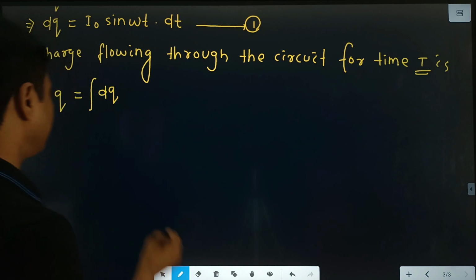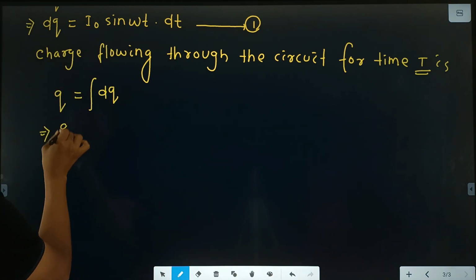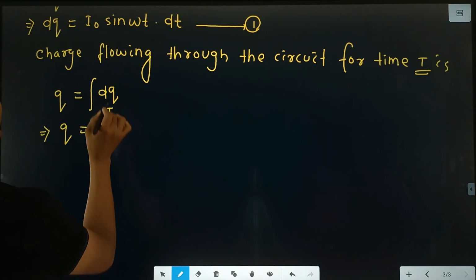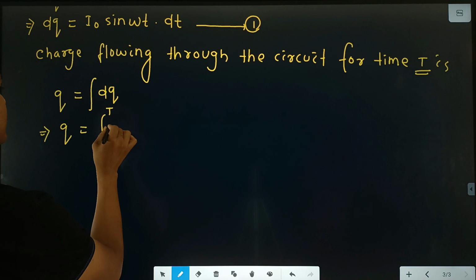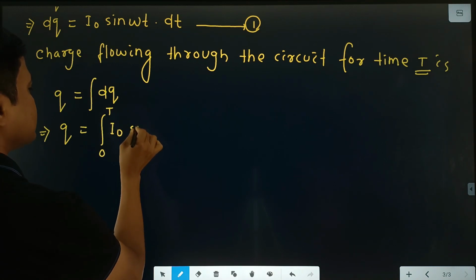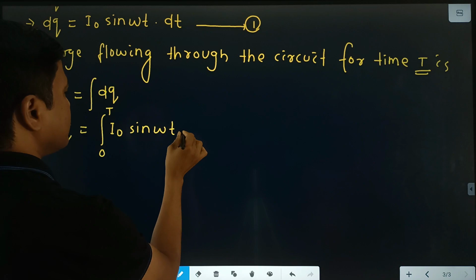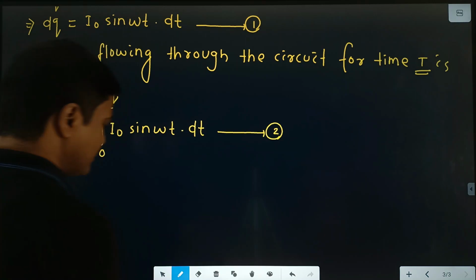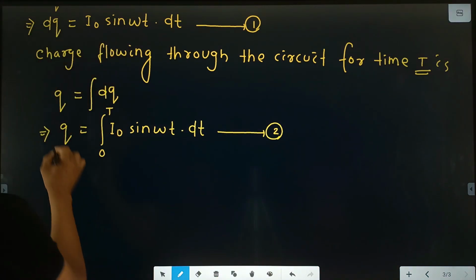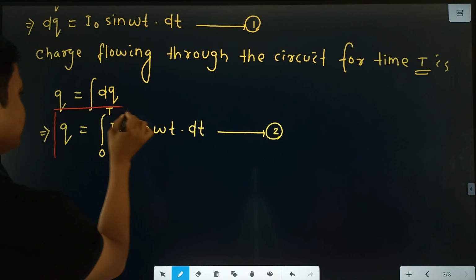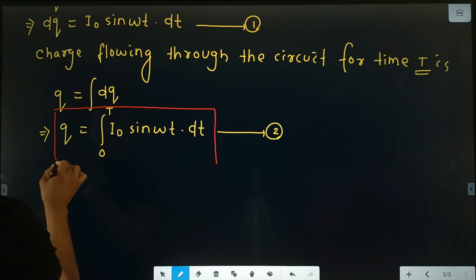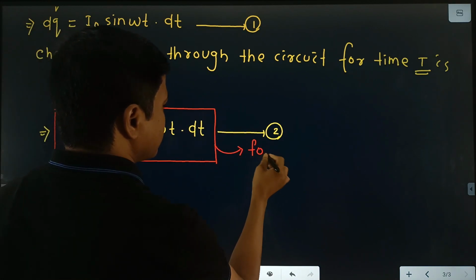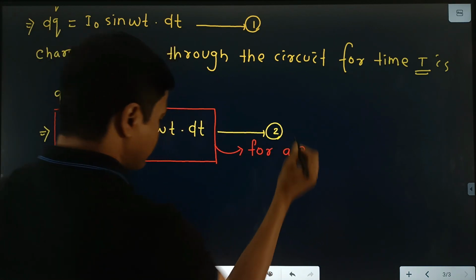Clear? And that implies we write q is equal to the integration, with time from 0 to capital T, in place of dq we write equation 1, that is I0 sin omega t multiplied by dt. Clear? This is the total charge flowing through the circuit in time t when alternating current is there. This is the equation for alternating current. Clear?